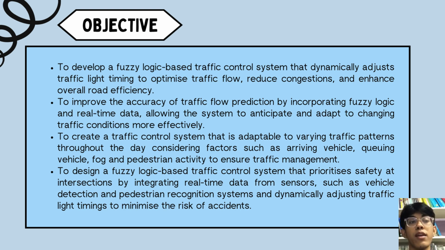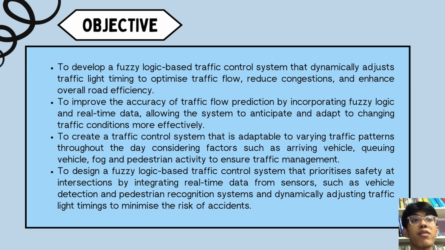On to objectives, we have four main objectives. The first one is to develop a fuzzy logic based traffic control system that dynamically adjusts traffic light timing to optimize traffic flow, reduce congestion, and enhance overall road efficiency. Second, to improve the accuracy of traffic flow prediction by incorporating fuzzy logic and real-time data, allowing the system to anticipate and adapt to changing traffic conditions more effectively.